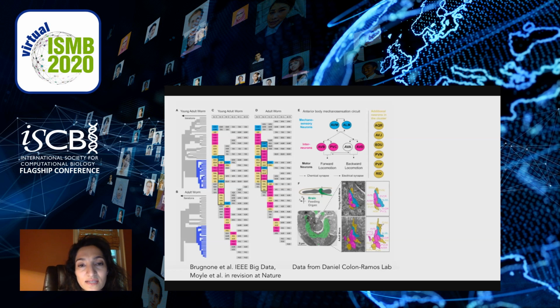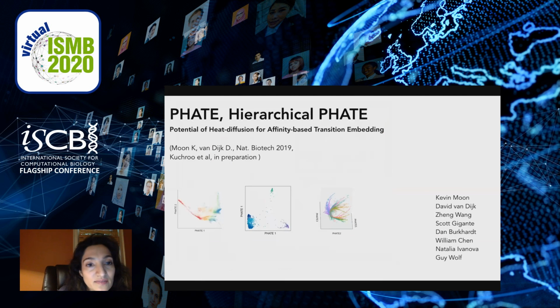In part E, you see that there's a mechanosensory circuit. So the known circuit is given there. It consists of mechanosensory neurons and interneurons. But we were able to identify additional components of these circuits only through the diffusion condensation process. And our collaborators together with us have been investigating this, and we have a paper in revision at Nature that's looking at the different modules and neuronal circuits that come out as a result of this.